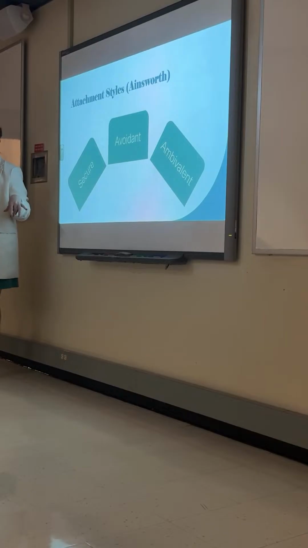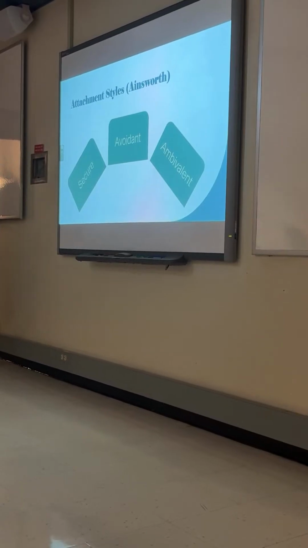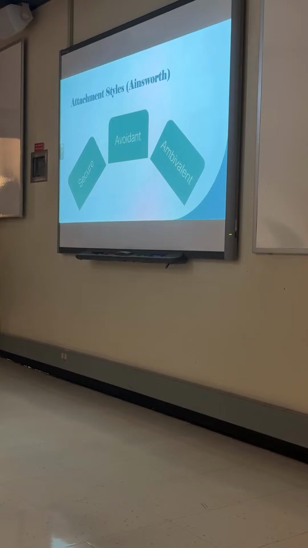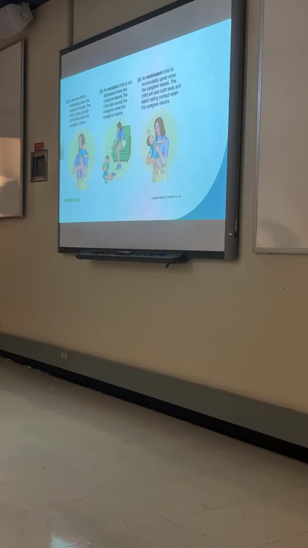So, secure attachment, right, is the goal. Secure attachment is healthy attachment. Avoidant attachment is literally like, I don't care, get away from me. Ambivalent attachment is, I don't know if I want you here or if I want you gone. I haven't decided, just get away from me. In children, this is a little more apparent than in adolescents and adults, but if you know what you're looking for, it becomes very evident.